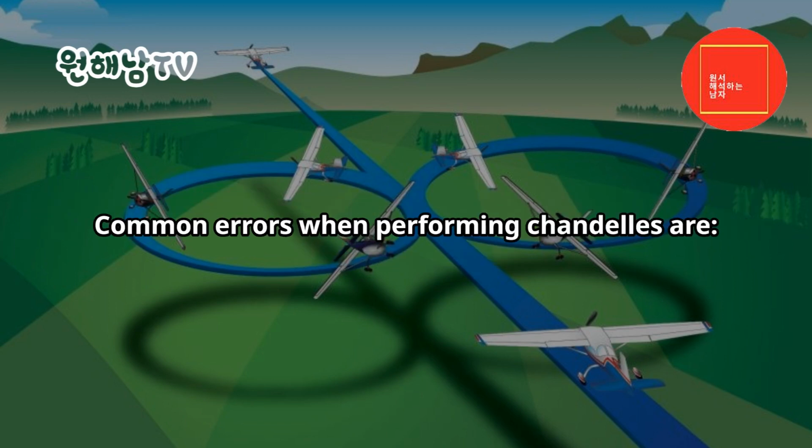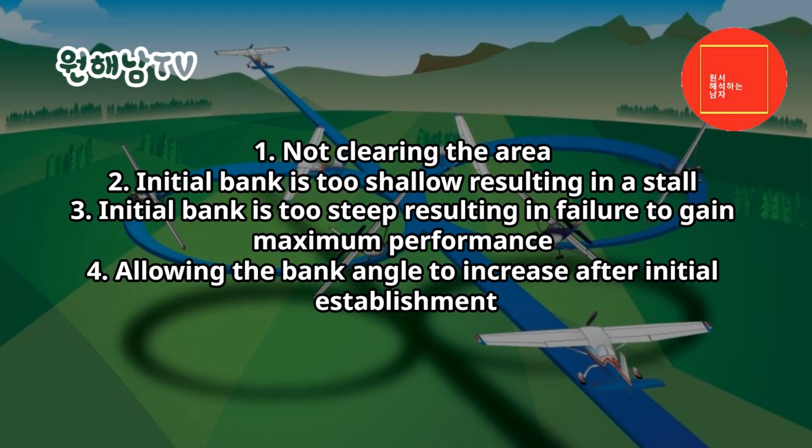Common errors when performing chandelles are: 1. Not clearing the area. 2. Initial bank is too shallow resulting in a stall.